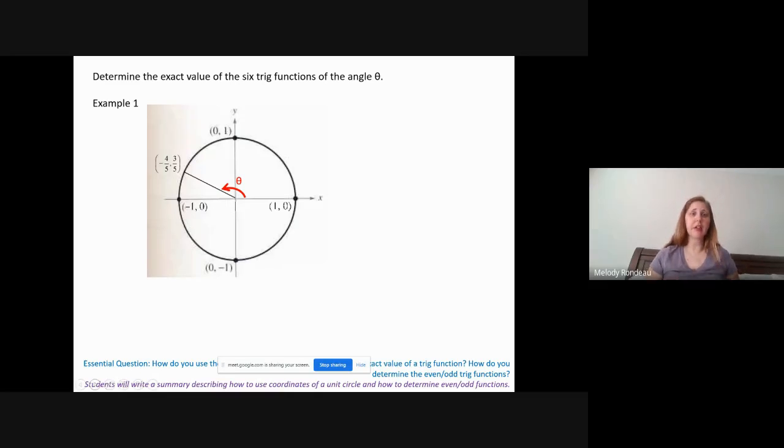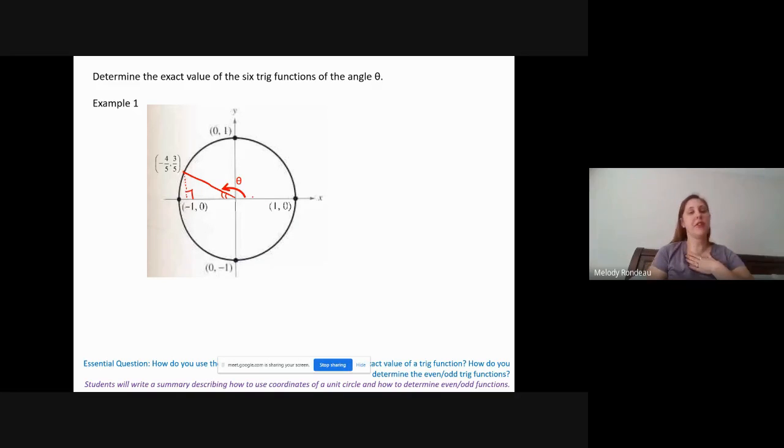All right, so let's take a look. This says determine the exact value of the 6 trig functions of the angle theta. So I want to remind you, hopefully from Friday, that when we have our angle theta here, we always draw our reference angle and triangle to the x-axis. So this is my terminal side right here. But I'm going to draw my triangle, always drawing my altitude to the x-axis. So that's my reference, and my reference angle is right in here.